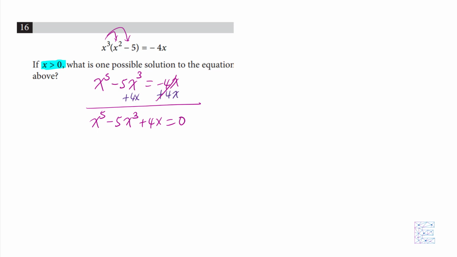And now that we have the equation set equal to 0, the next step is to factor so we can solve. Now, the most basic form of factoring we should always look for is factoring using the GCF. And you notice these three terms have an x in common, so we can factor that out. That leaves us with x to the 4th minus 5x to the 2nd plus 4 equals 0.